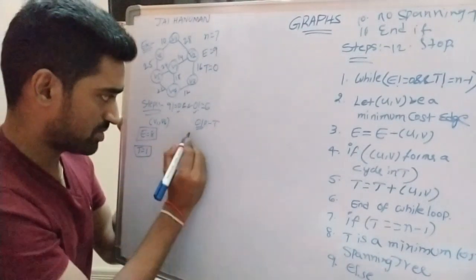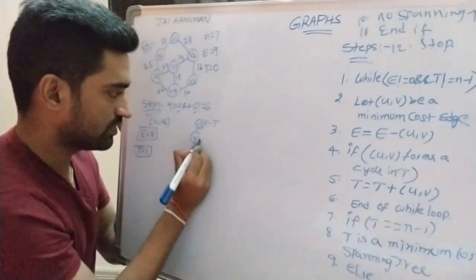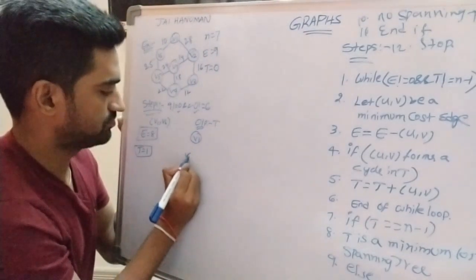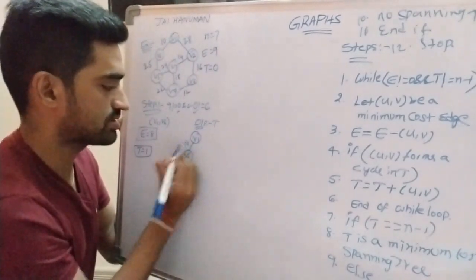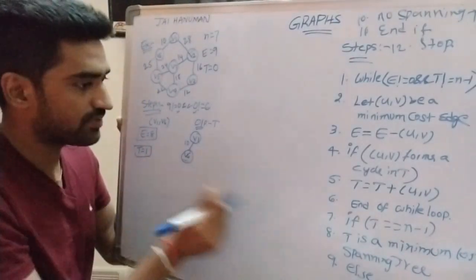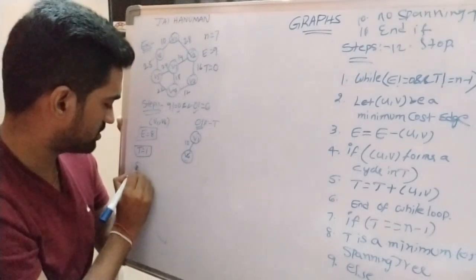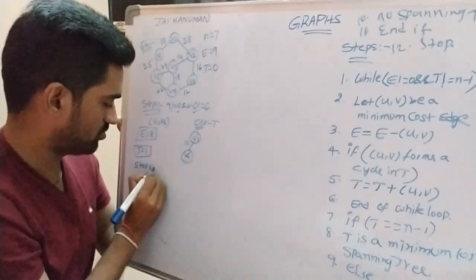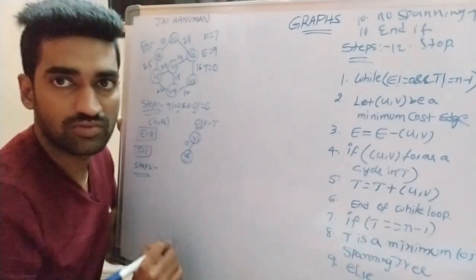The output is represented with T: V1, V6, cost is 10, right? After completion of the entire processing, again we are checking the condition. Step 2. So in step 2, what are we doing?